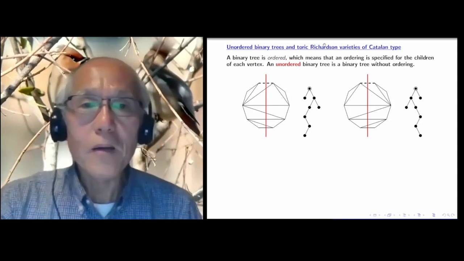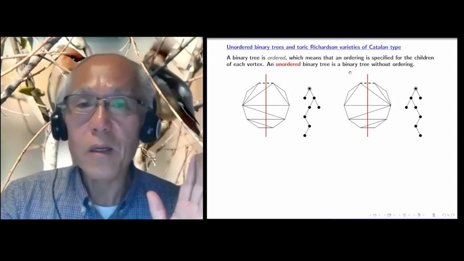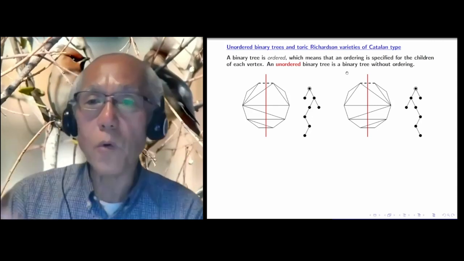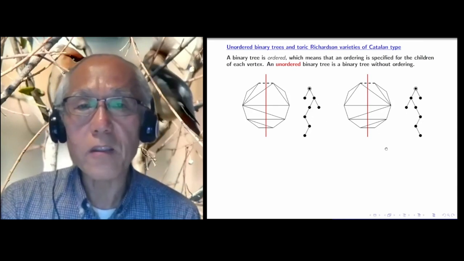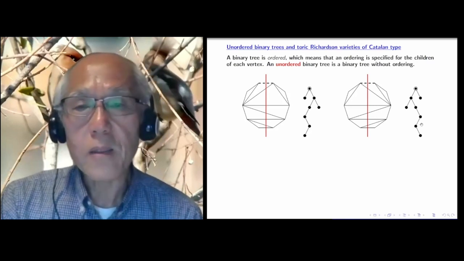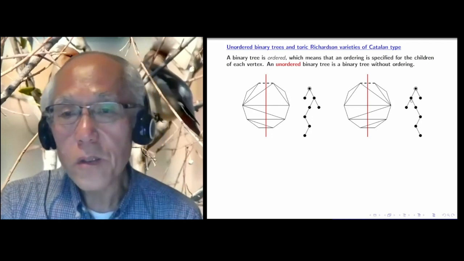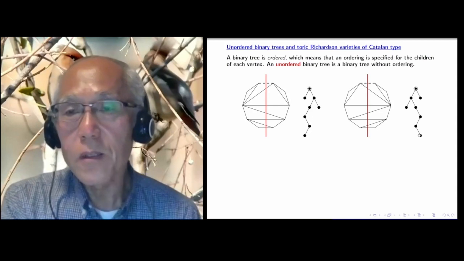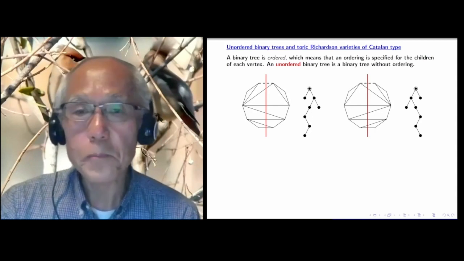Okay. But here I say that an unordered binary tree is a binary tree but without ordering. So these two are different as binary trees, but they are isomorphic as unordered binary trees. Also, if you look at this vertex and interchange the left child and right child, they are isomorphic as unordered binary trees.